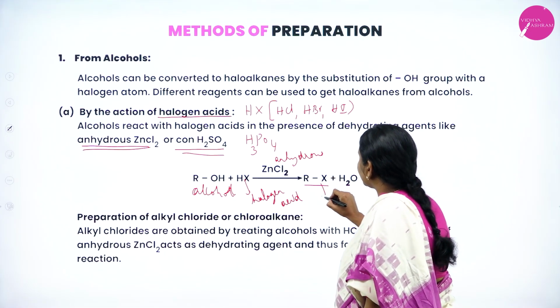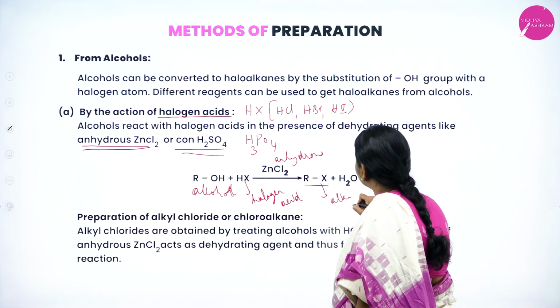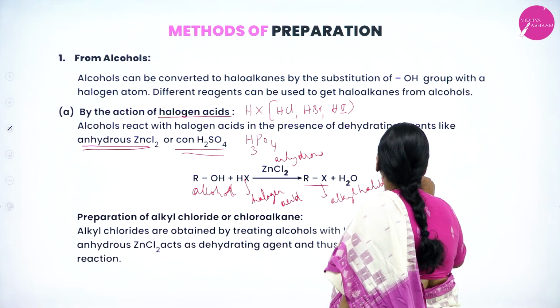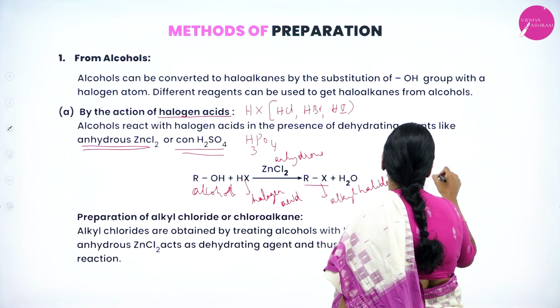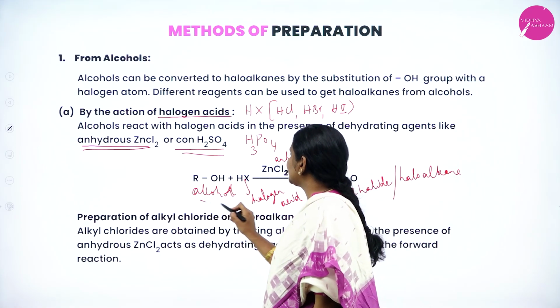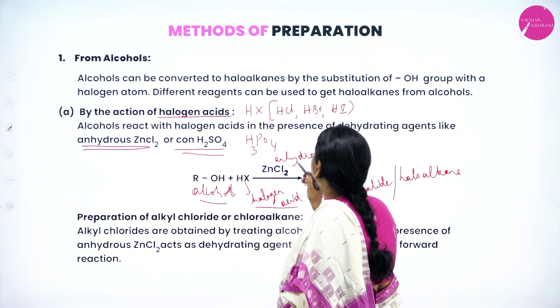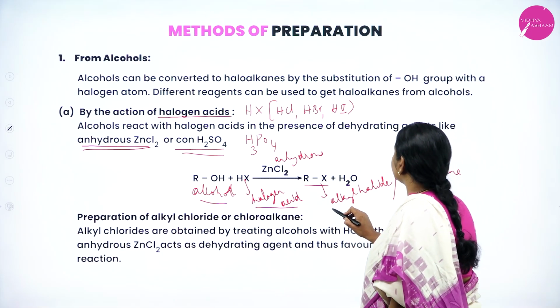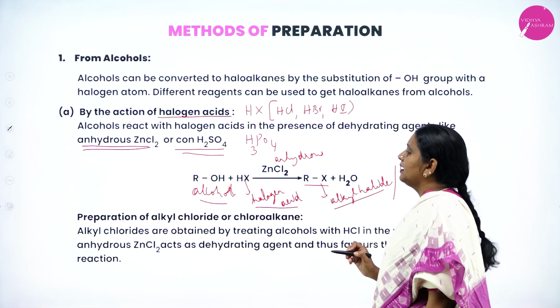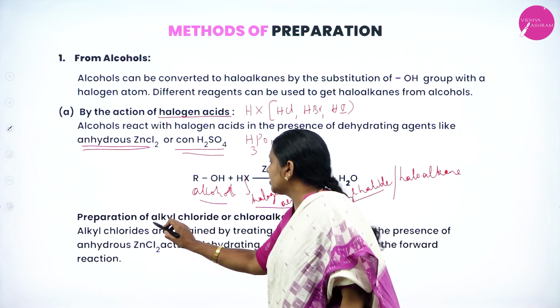What is RX? Alkyl halide, or haloalkane. So, when alcohol is heated with halogen acid in the presence of a dehydrating agent, you are going to get alkyl halide. First, we will look at the preparation of alkyl chloride.